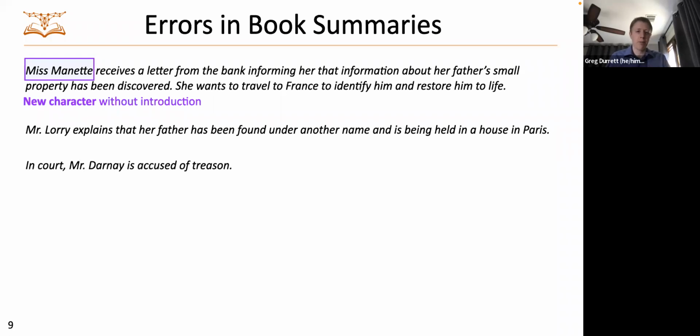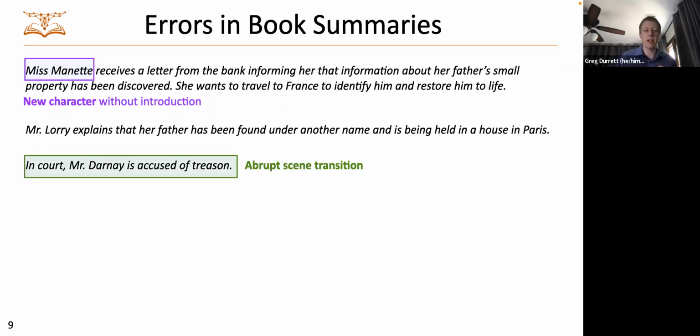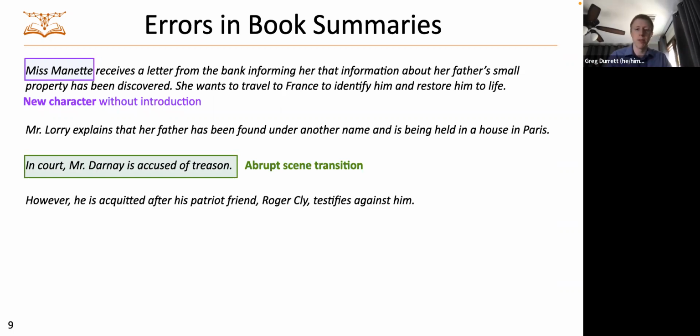If we keep going, we also see that the system is doing this nice job talking about Miss Manette, Mr. Laurie, and then suddenly it starts talking about in court, Mr. Darnay is accused of treason. This is a very abrupt transition, right? We just totally changed the setting, we changed the characters, and I'm not really sure what's going on unless I go back and look at the original book.